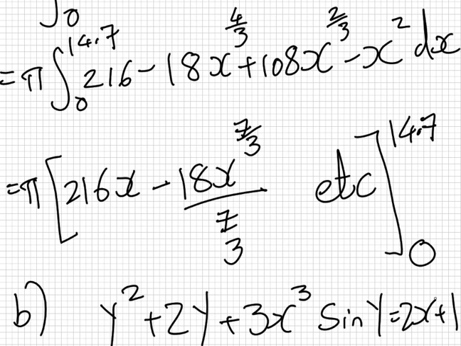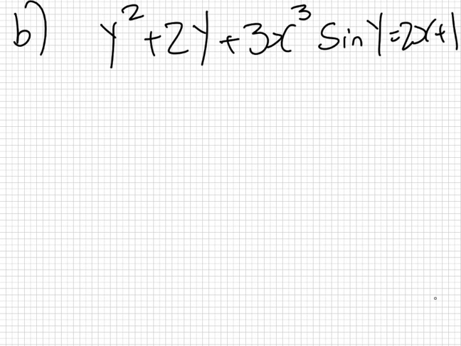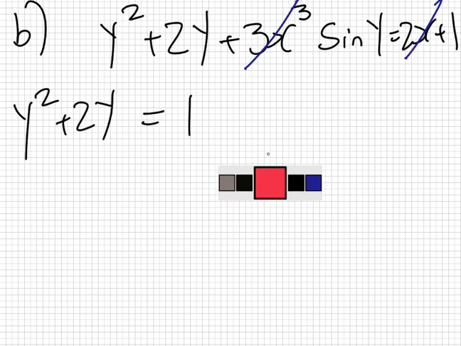Okay? Now what? B part. So firstly, find y when x is 0. So I make x 0, I find y. So I get y squared plus 2y. This is 0, this is 0, this is 1. This will go because it's 0, and this will go. So we're just left with that.